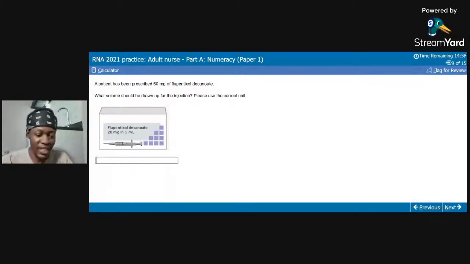Don't forget, when the question says to use the correct unit, that means you must put in your unit. Some people make these silly mistakes and it costs them money, because if you fail, you have to pay to rewrite.